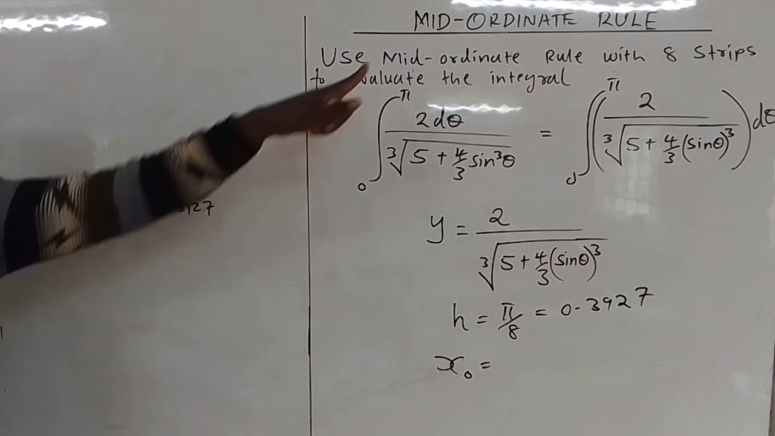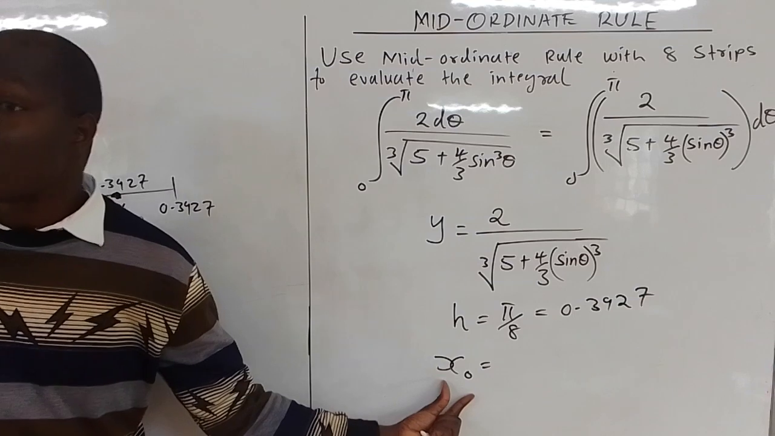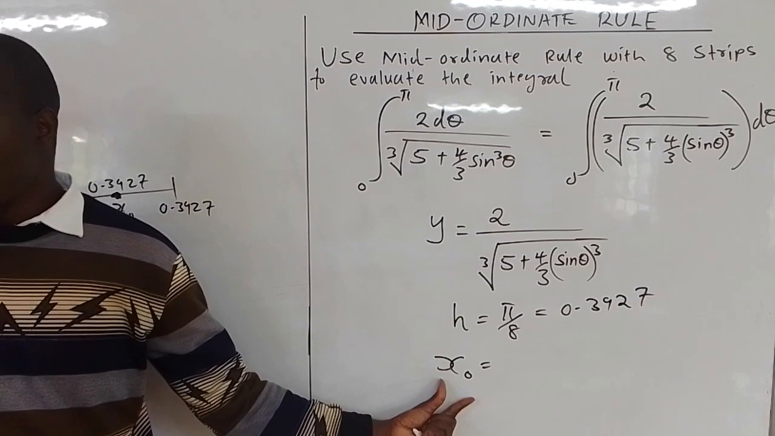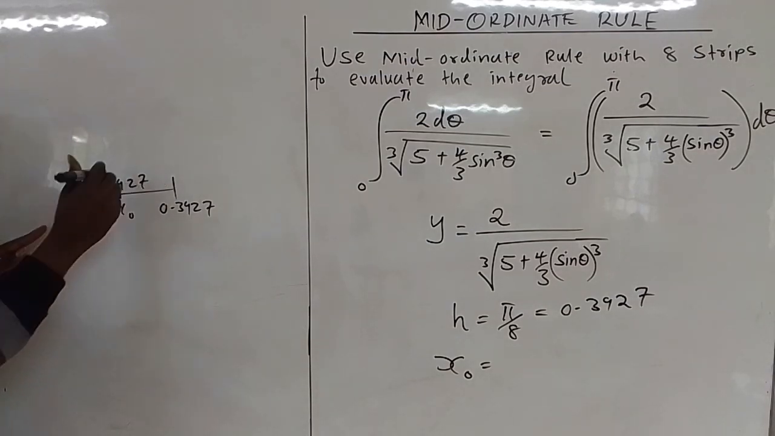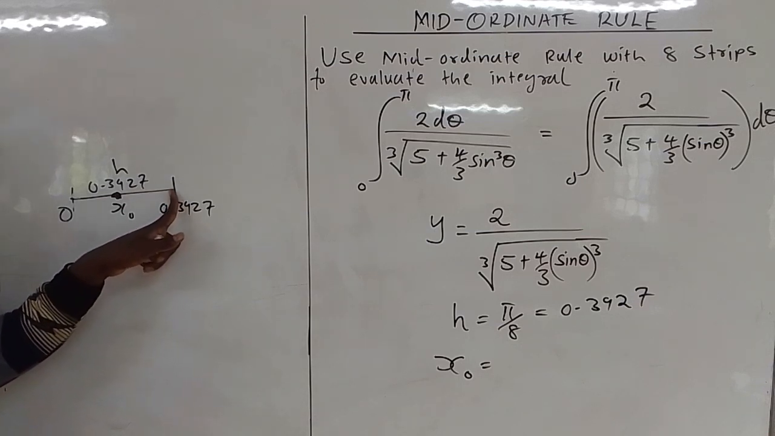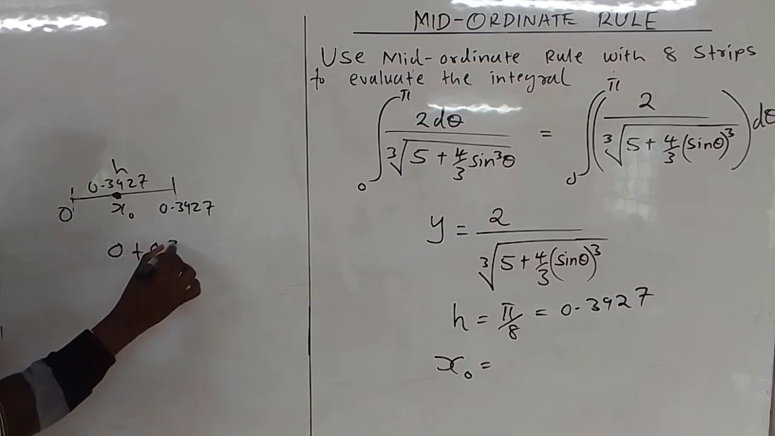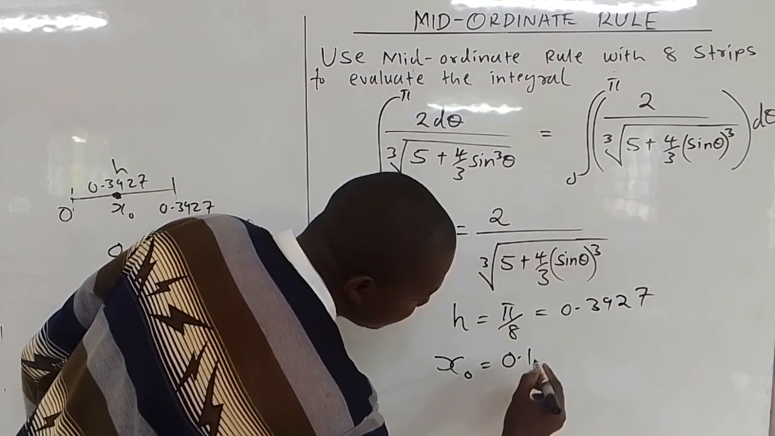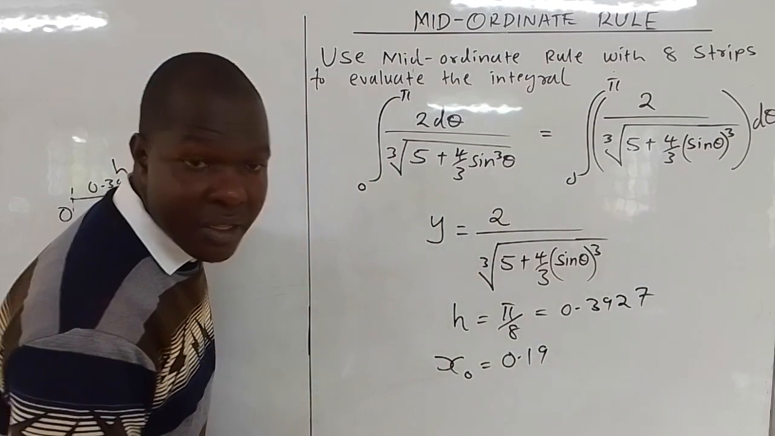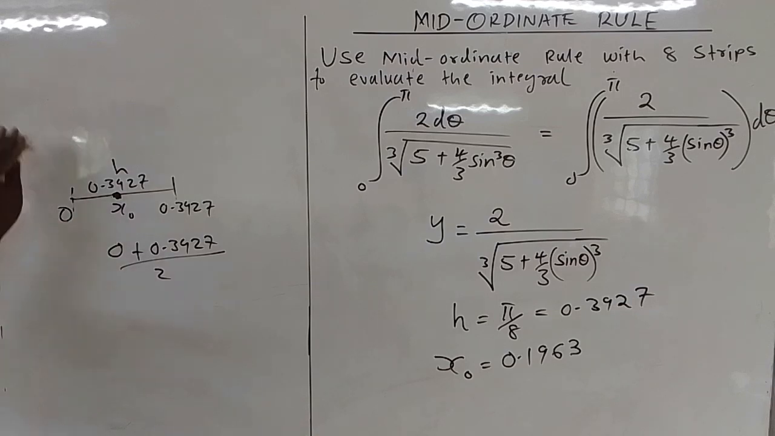Because of the mid, after knowing h, the next thing you need to know is x0. And how do you get x0? The first here is 0 plus h, which gives you the next value of x, isn't it? But now x0 is the middle, meaning the average, isn't it? So what is the average? The average is 0 plus 0.3927 divided by 2, you get that value in the middle, which is 0.1963. So you found x0.